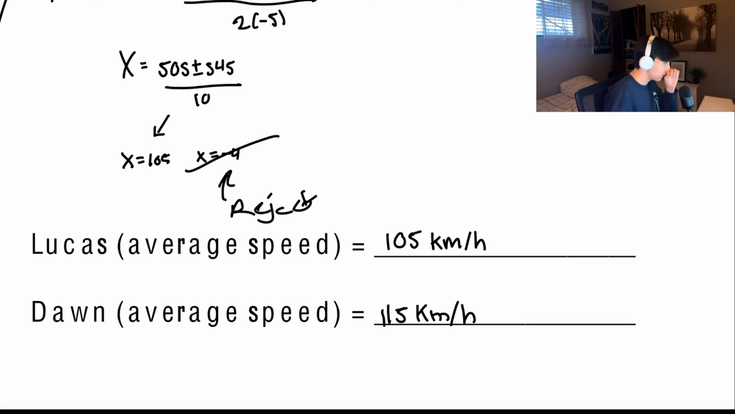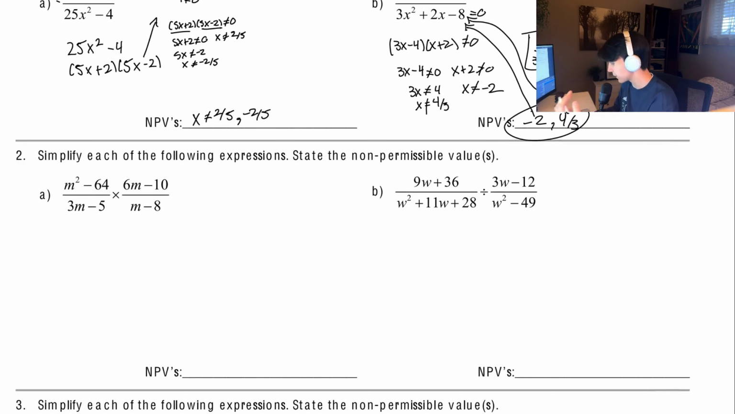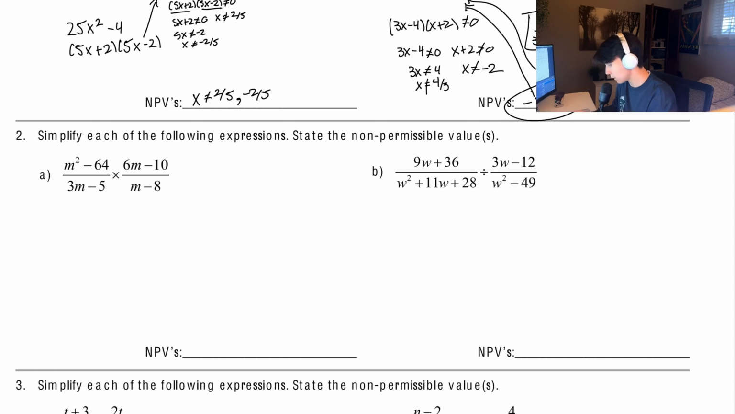And that is going to be your answer to this word problem here. Cool. Alrighty, I'm going to do this one last example here, and then I'm going to show you guys some calculator tricks. So this one says to state the non-permissible values and also simplify.